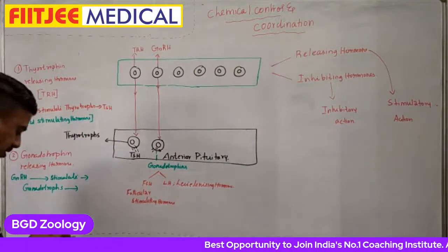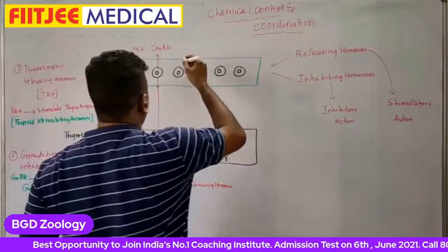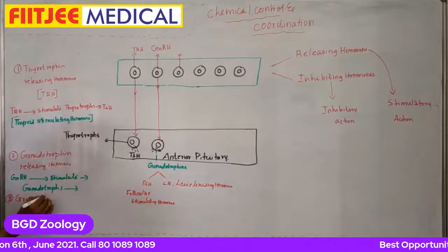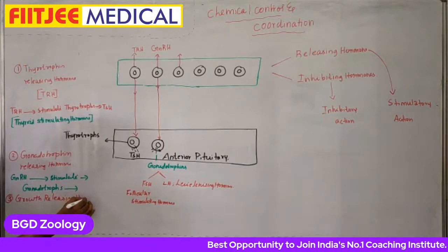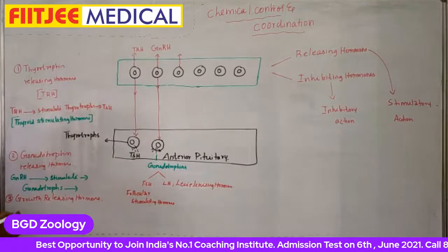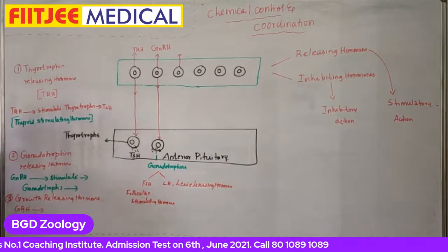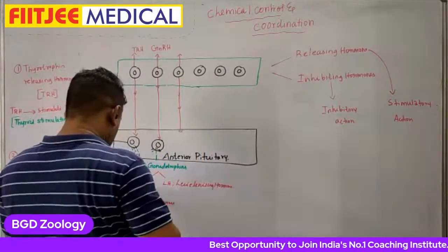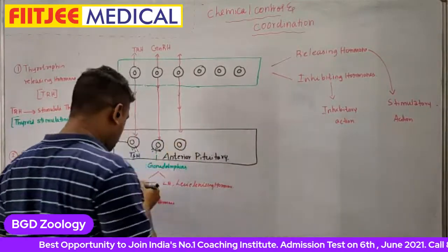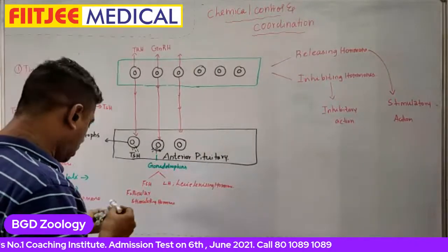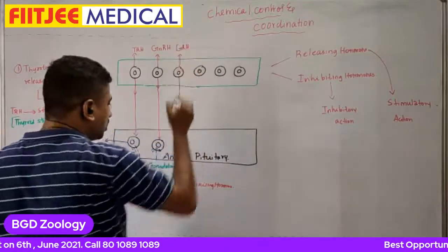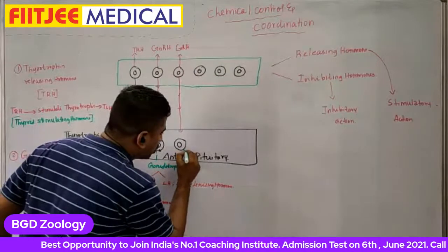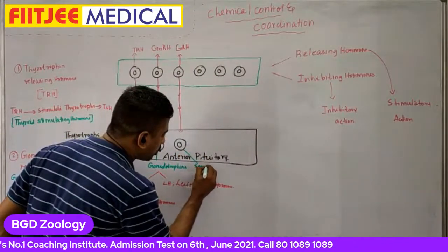Now, the GnRH is over. The next one, the third one, is growth releasing hormone, otherwise you can write it as GRH. What will it stimulate? What cells will be stimulated by that? They will stimulate the somatotrophs. So these cells we call somatotrophs.